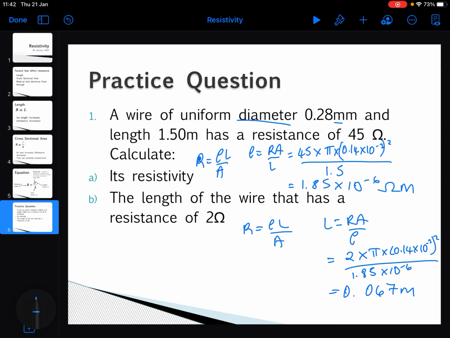This time resistance is 2 times, again you've got to work out the area, so pi times 0.14 times 10 to the minus 3 squared, over rho, the resistivity, 1.85 times 10 to the minus 6, as worked out in part A. Plugged it into my calculator, and I got 0.067 meters.